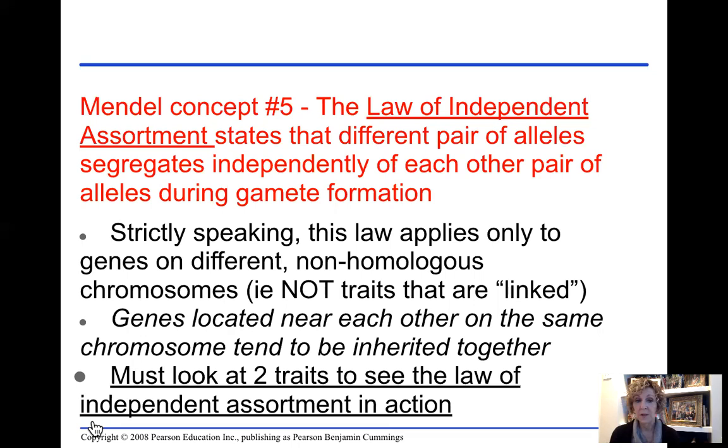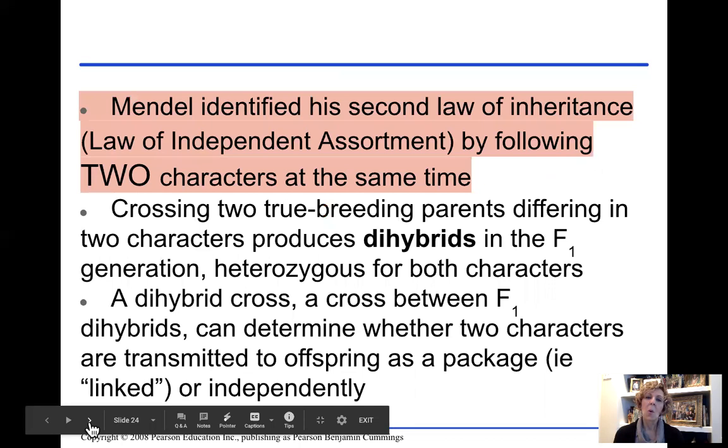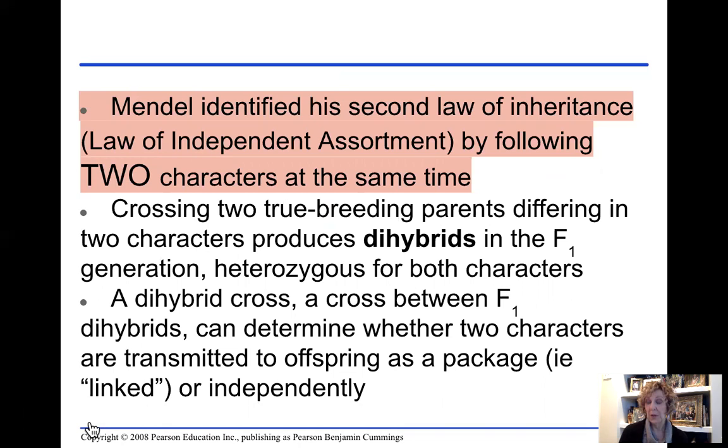So you have to look at two different traits to see the law of independent assortment in action during meiosis. And so what Mendel called these, in order to see the law of independent assortment in action, he had to produce dihybrids. So he had to produce individuals that had two different traits.